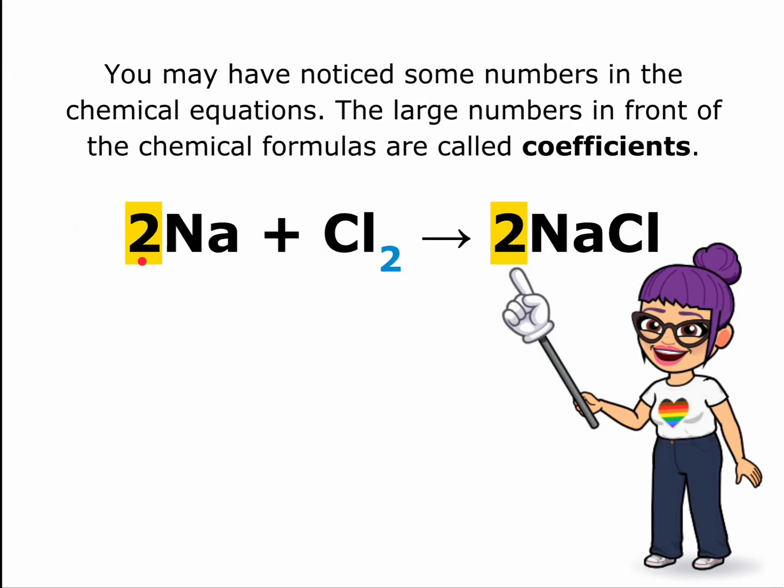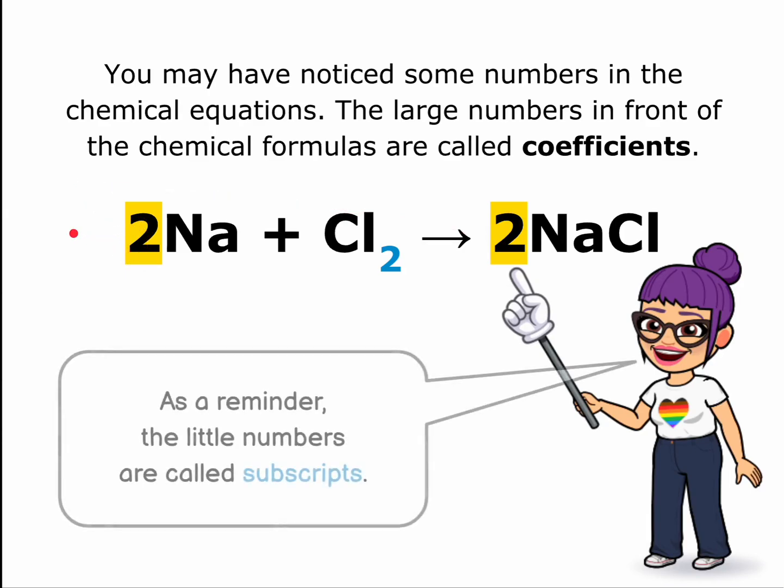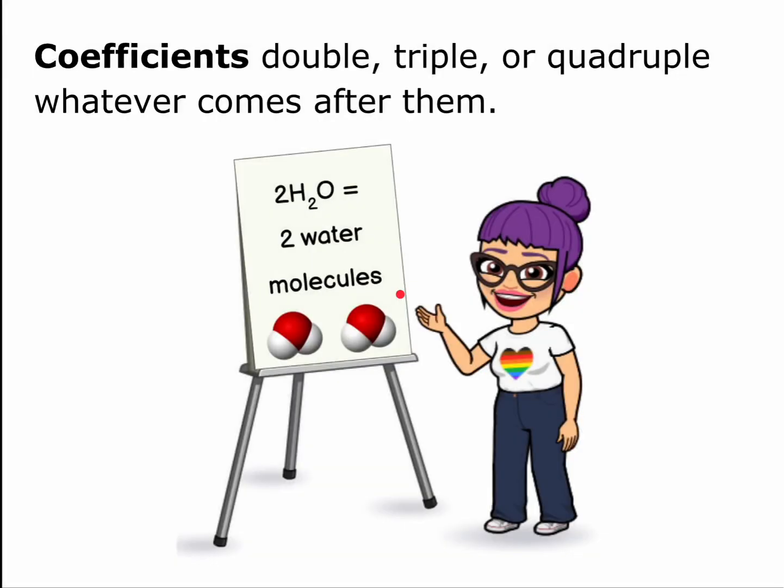Notice some numbers in the chemical equations. The large numbers in front of the chemical formulas are called coefficients. Here's a coefficient and here's a coefficient. As a reminder, those little numbers, those are called subscripts. Coefficients double, triple, or quadruple whatever comes after them. So if we saw something that looked like this, 2H2O, that just means that there are two water molecules.